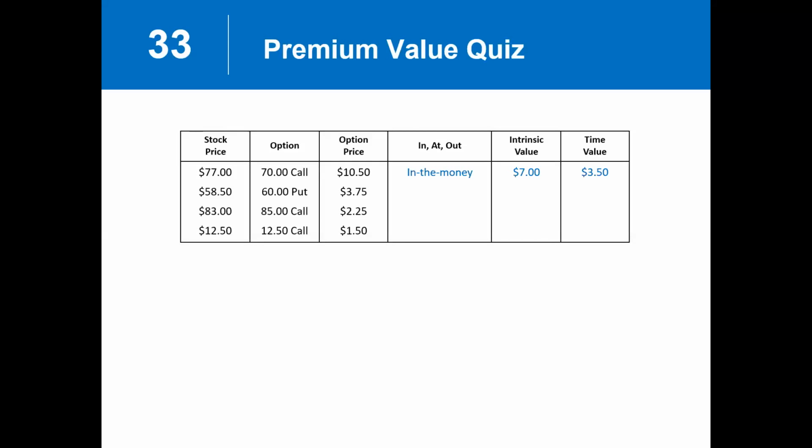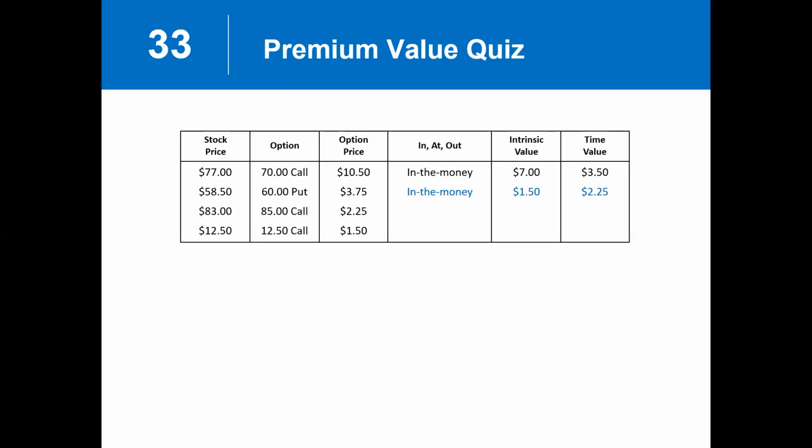Next one, stock at 58.50, the 60 put, in or out of the money, total value $3.75. And this is where I get back to so many option concepts being simple math, which is exactly what this is here. The 60 put is the right to sell stock at 60, the stock's 58.50, so boom, we know that's in the money. It's in the money by $1.50. Then you get into the simple math. The value of the option is $3.75 minus the $1.50, which leaves us with $2.25 of time value.